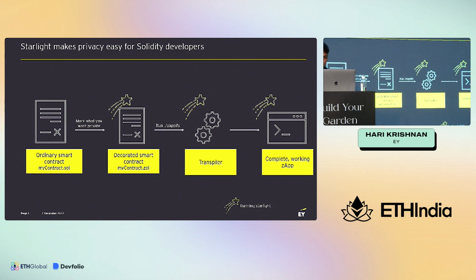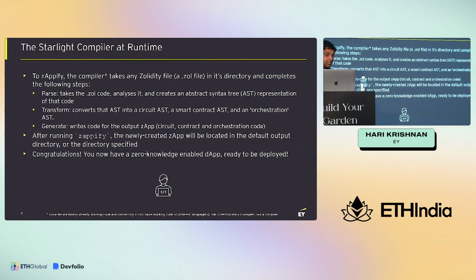We can start using it. But let's open the cover a little bit and understand what happens under the hood. In Starlight, when you run the Zappify command, three steps happen. First step is parse, then transform, and then generate. In parse, and this is how the compiler basically works, we take the Solidity contract, which is decorated now. We split it into two halves. The first half contains the contract, and then we have the decorators. The mapping between the two still remains.